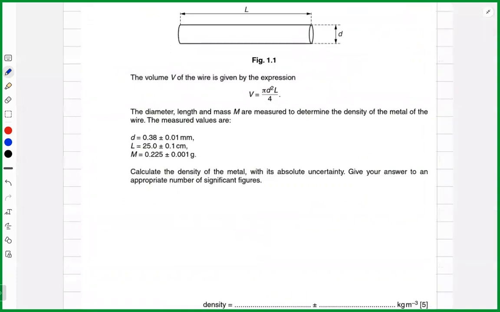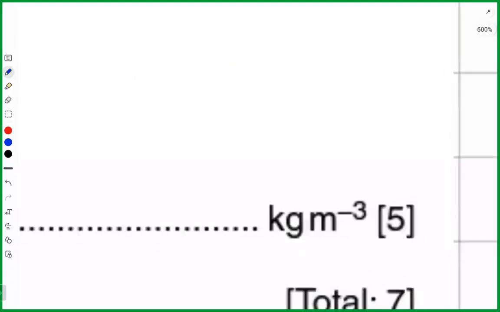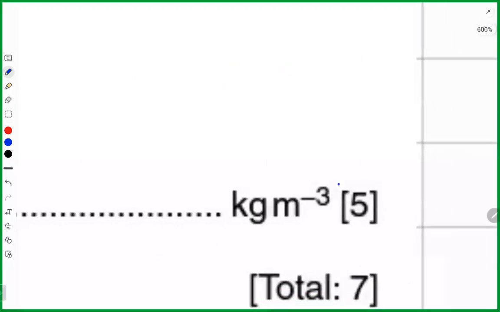Now again, errors and uncertainties. Look at the size of the question. Look at the marks. This kind of question needs real respect. Okay. So here we come.